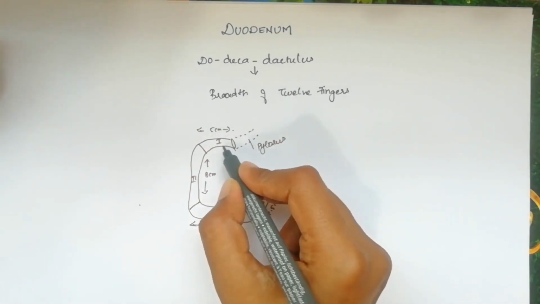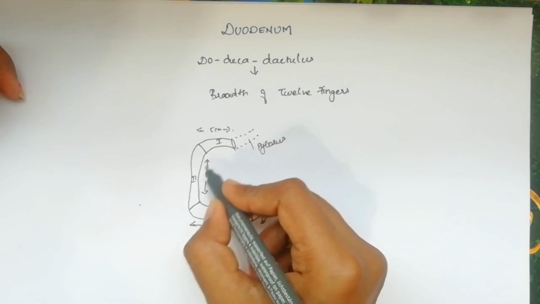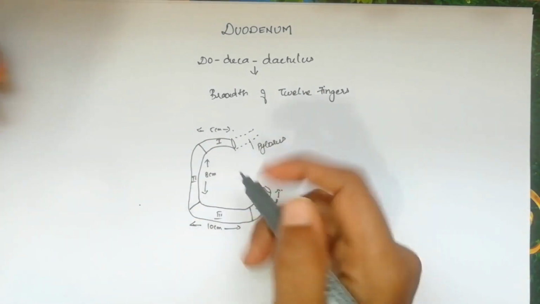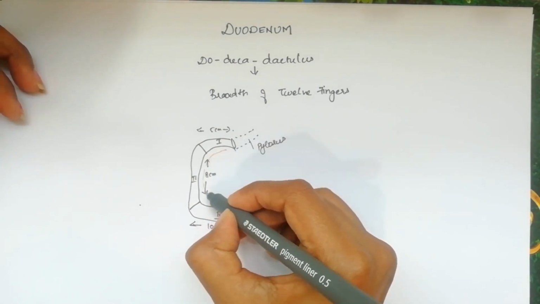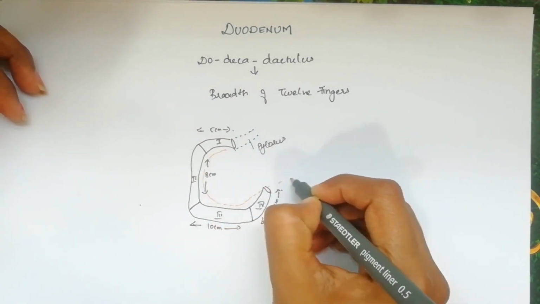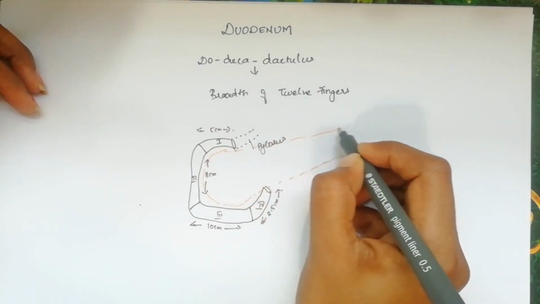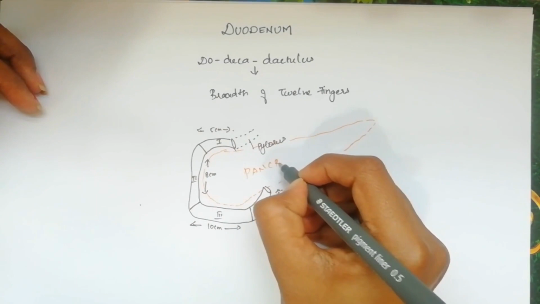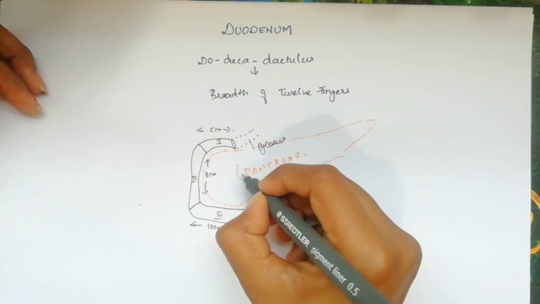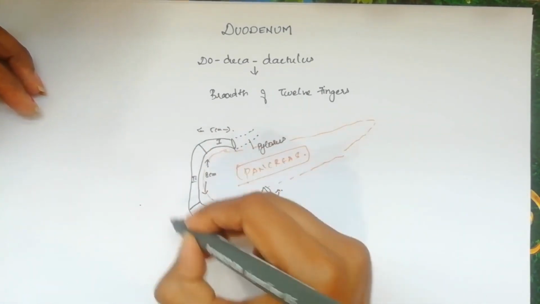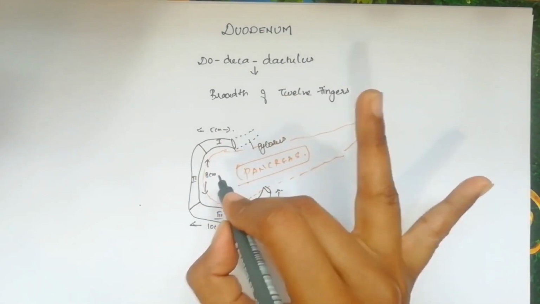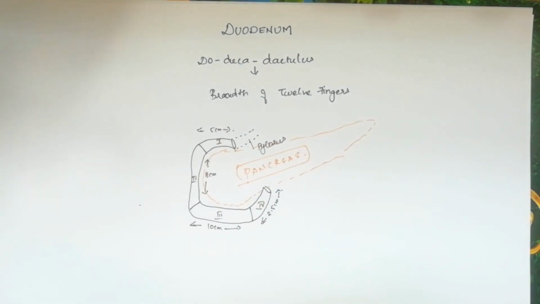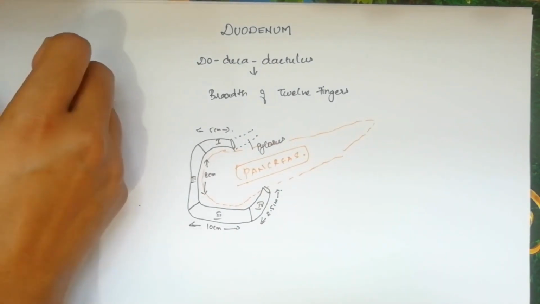Before going to that, the C-shaped curve lodges an organ inside it. The organ lodged in the curve of the duodenum is the pancreas. So we have the pancreas over here, lodged in the curve of the duodenum. This is how the duodenum is placed with the pancreas. Now we will get into detail of each part separately. Now we will move on to the first part of the duodenum.